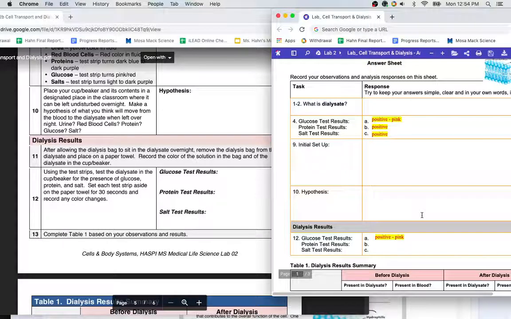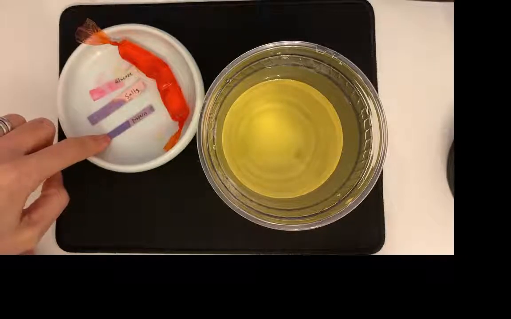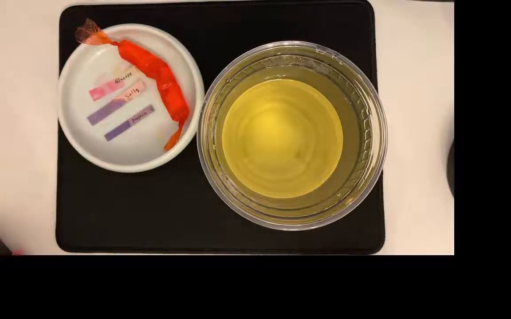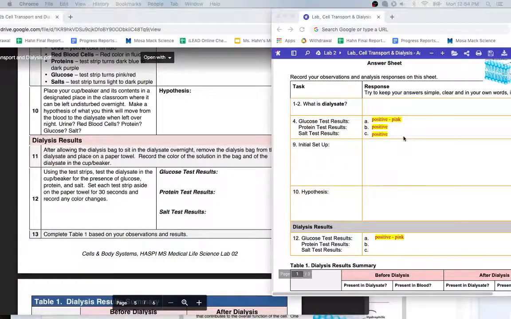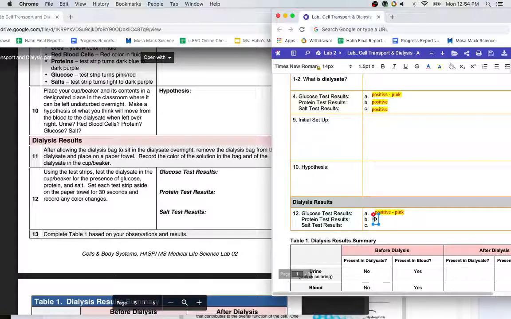The protein, it is just wet. I know it looks dark purple, but this is just wet, and actually this is not supposed to be positive. So I'm going to tell you the answer, that in the dialysate at the end, this one is supposed to be negative. So we'll say no color change.